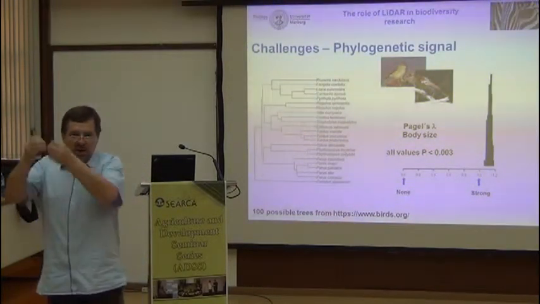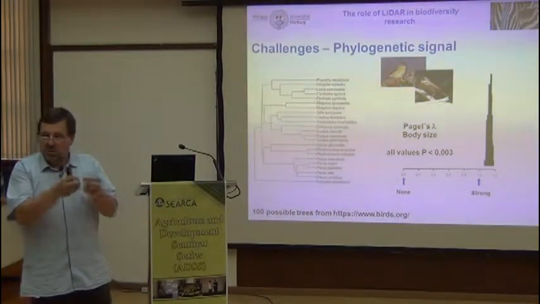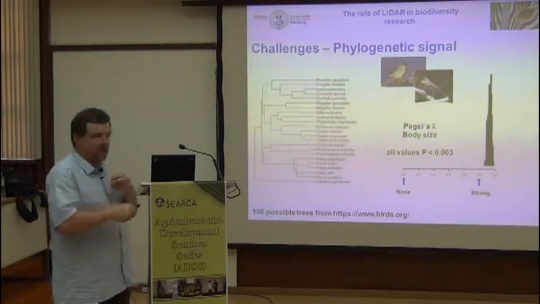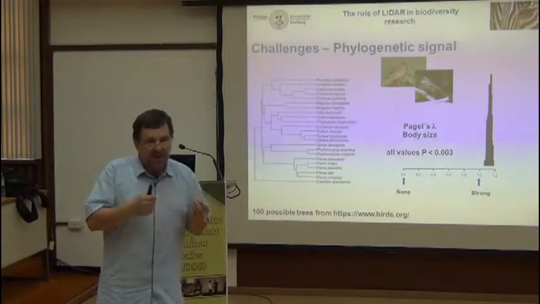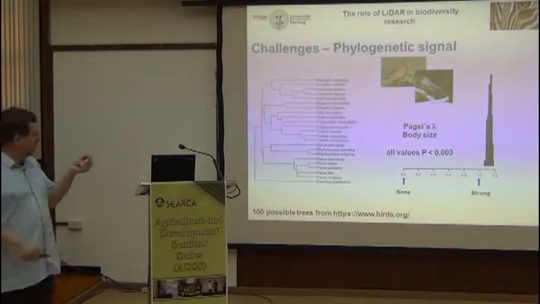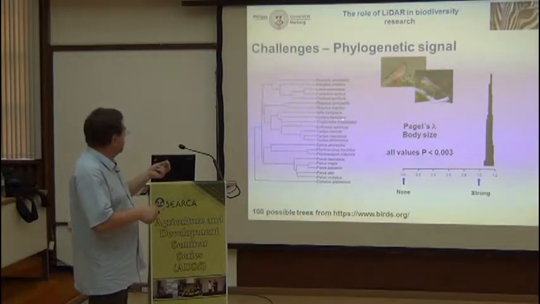All ungulates are large, and all rodents are small. So body size is not randomly distributed along the phylogenetic tree when you have a phylogenetic tree. And here we see analysis of body size for the bird species.